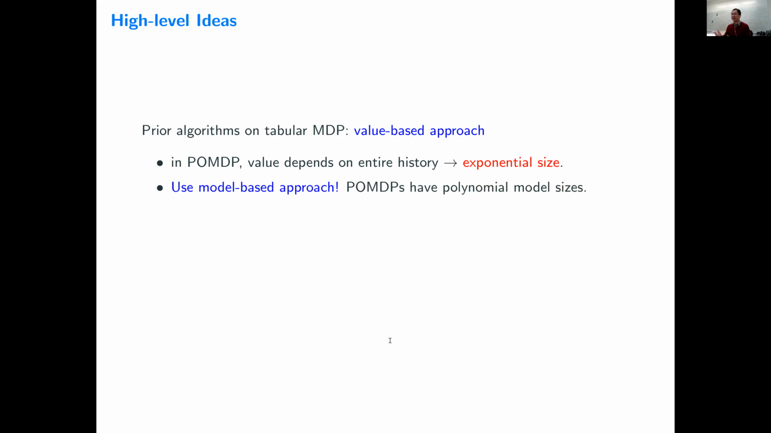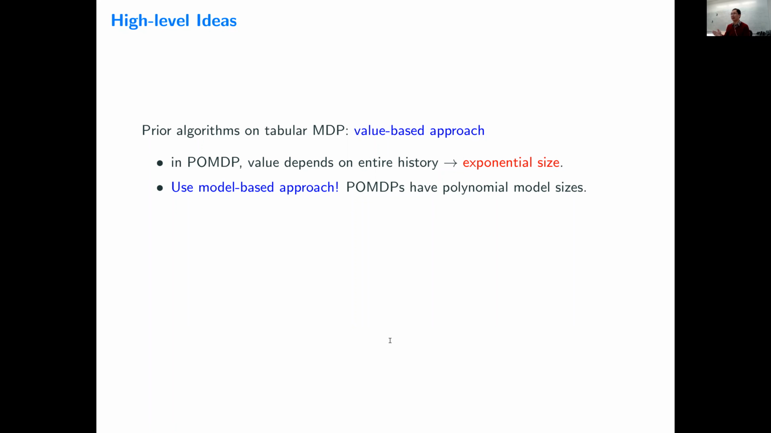So what are we going to do instead? We are actually going to do a model-based approach. That is, we're going to estimate the transition and emission. Remember, although the policy or value will depend on the entire history, the transition is just a single-step transition. Emission is always a single-step emission. So transition and emission only have a polynomial number of parameters. Like transition has S²A parameters, emission has OS parameters. That means learning the model itself will not incur any exponential size. So this is basically a key perspective.